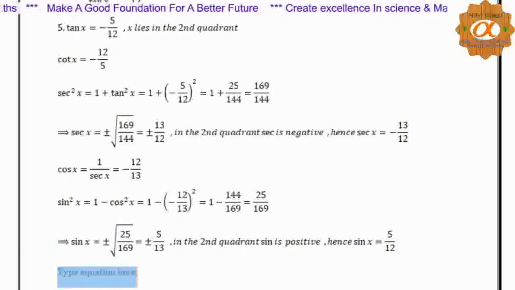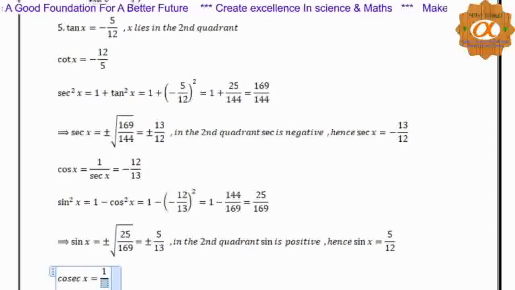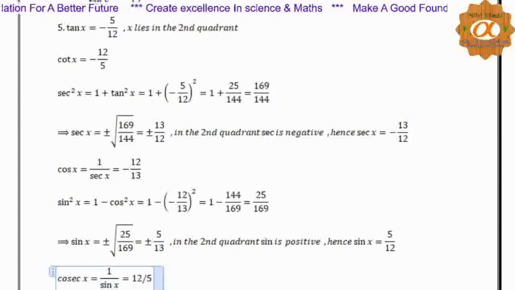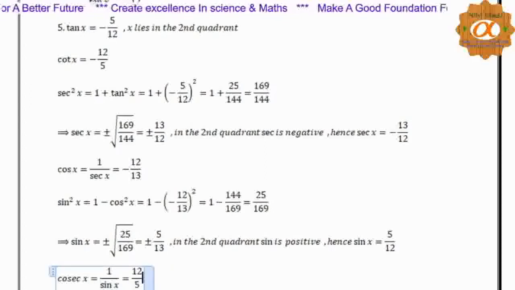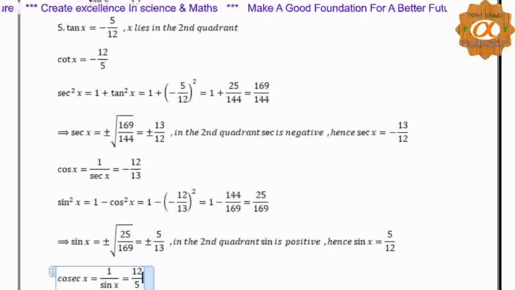That means cosec x, that is the reciprocal of sin x, must be 13 by 5. Hence we got all the values.